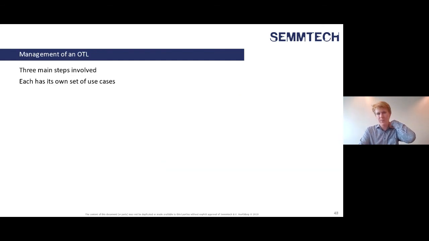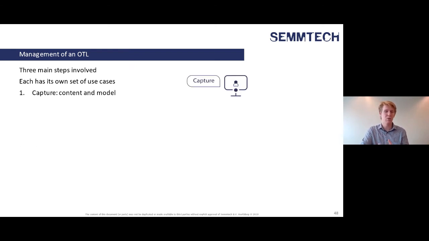Now, when we talk about management or the creation of an object type library, we see 3 main steps, which each have their own set of use cases to keep in mind when creating or maintaining an object type library. The first is capturing your information, so the content in the model. What is it that you want to have in your information model in your object type library? So what is the domain? What is the life cycle that you want to capture? To what level of detail do you want to go with your content?